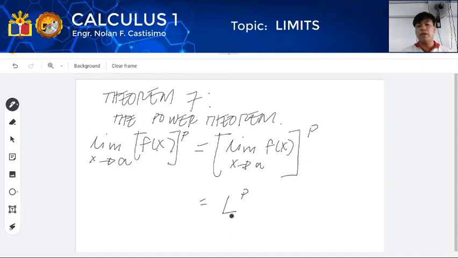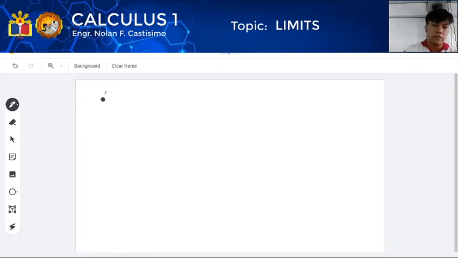O, so, di ba, ang simple, parang yung limit natin naging L raised to p. Wherein yung L natin, yan yung limit ng function natin. And then, itong p, ito yung exponent. So, ibig sabihin, yung limit ng function natin, i-exponent lang natin. Or i-multiply natin, depende sa power na andyan, na nakalagay. Depende sa value ng power natin. So, magkakaroon tayo ng example para mas maintindihan. So, example.